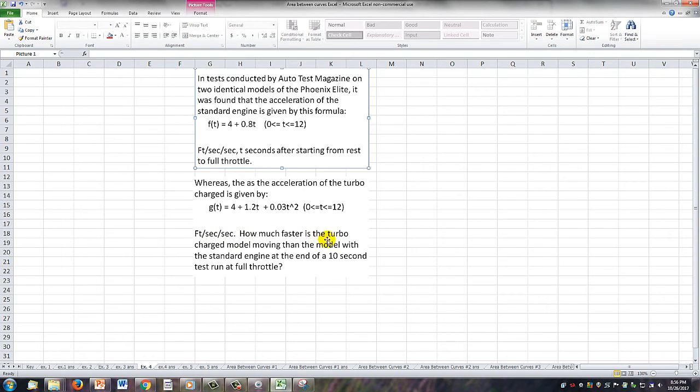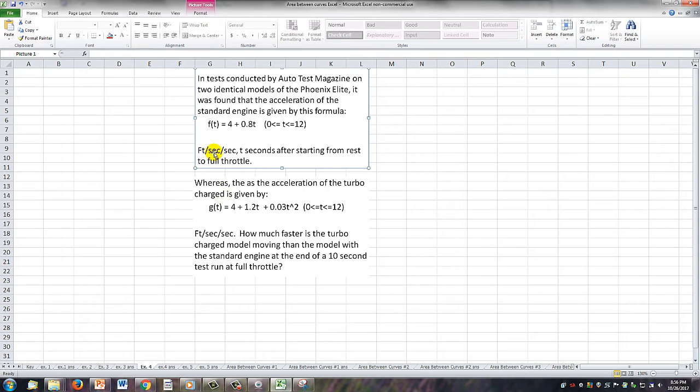How much faster is the turbocharged model moving than the model with the standard engine at the end of a 10-second test run at full throttle? So we have to go back and remember from test 2, acceleration is the second derivative of the position, but it's the first derivative of velocity. So this is acceleration, and if we take the antiderivative, we get velocity. And so we want to know how much faster, there it is, that word velocity, is the turbocharged model moving than the model with the standard engine at the end of the 10-second run at full throttle.